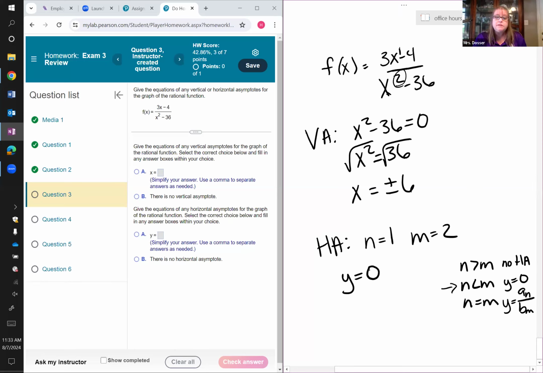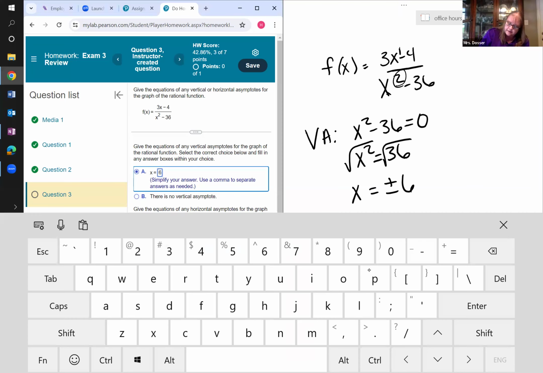So all we need to do now is enter those into MyMathLab. Notice we've got two options. For the first part of the answer, we're asked for the equations of any vertical asymptotes. Our first option is x equals, and our second option is there is no vertical asymptote. We notice that we do have two vertical asymptotes, so it's not option B. It has to be answer choice A. And then it asks us to use a comma to separate our answers, so we can enter those as 6, a comma, and then negative 6.